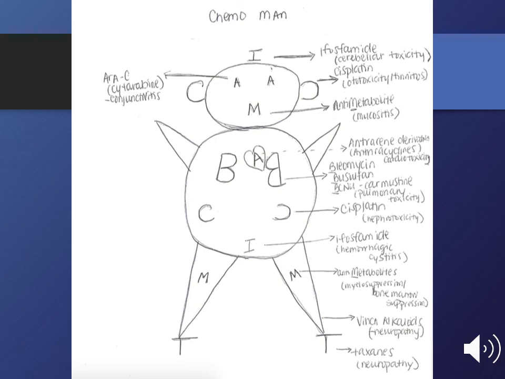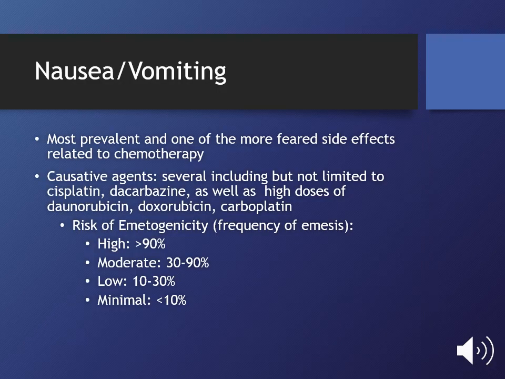conventional chemotherapy specifically. Nausea and vomiting is one of the most prevalent and feared side effects associated with cancer therapy. There are various agents that can cause nausea and vomiting, including cisplatin, dacarbazine, in addition to high doses of doxorubicin and carboplatin. The risk of emetogenicity of agents helps us determine who would benefit from antiemetic therapy.